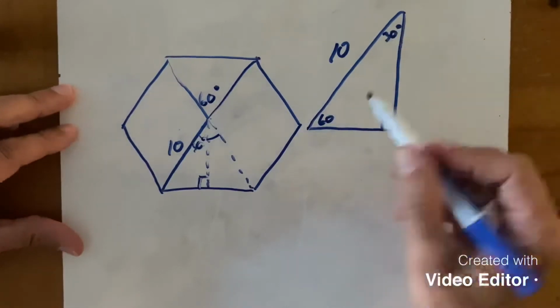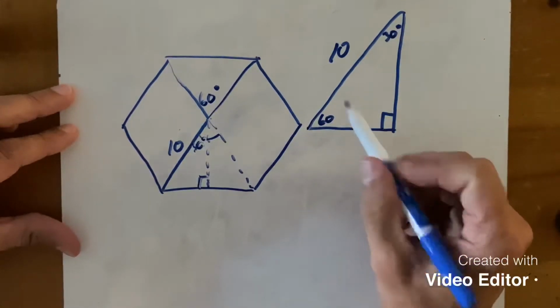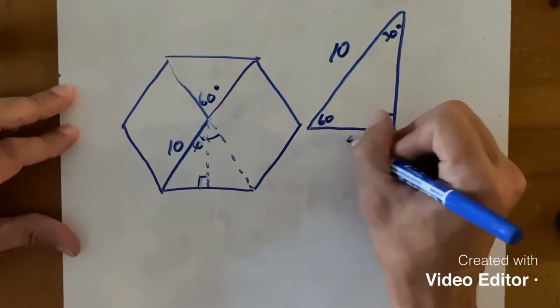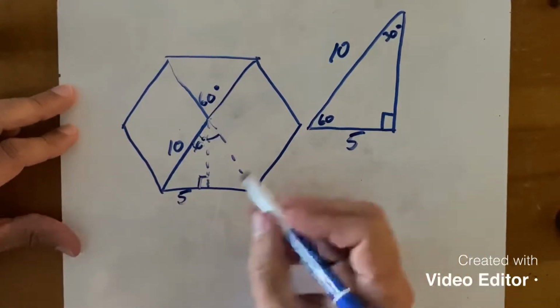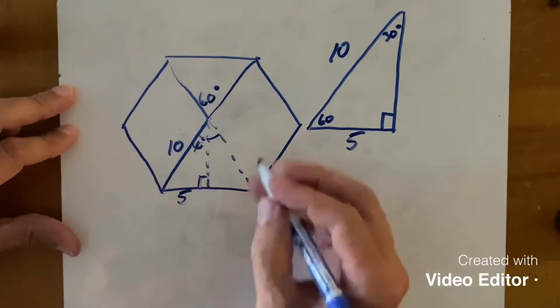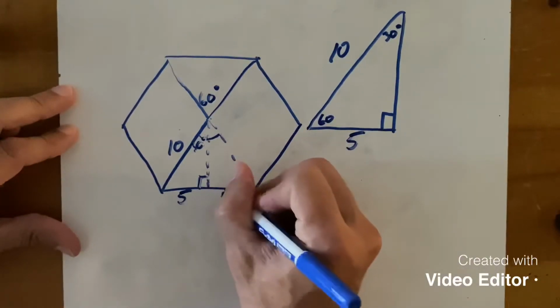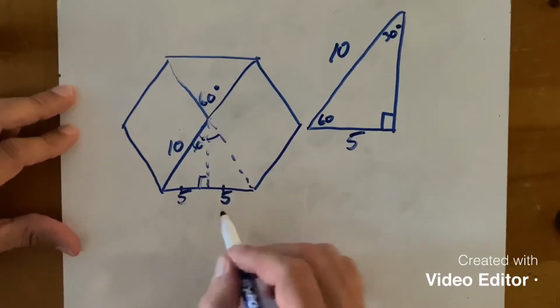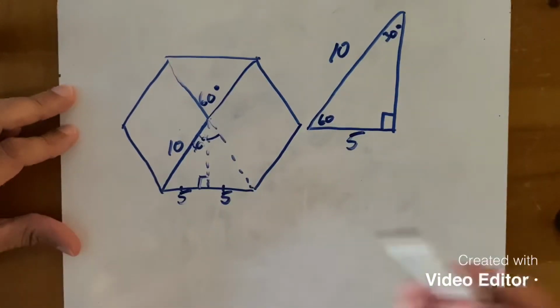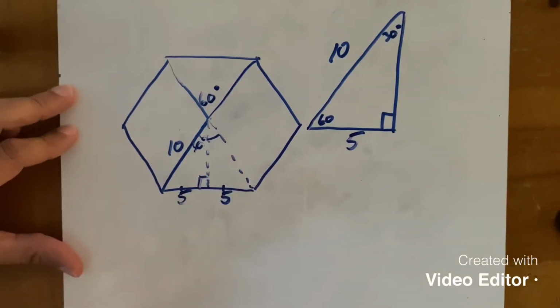Hypotenuse is 10. The short leg is always half the hypotenuse, so that means that this is 5. So that little segment right there is 5. And since the apothem bisects that side, that means this side is also 5. Those two are the same. So what's the side length of the hexagon? Well, it's also equal to 10. All right, so there's one piece of the puzzle we've got.